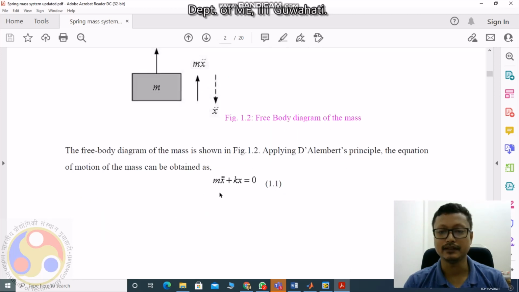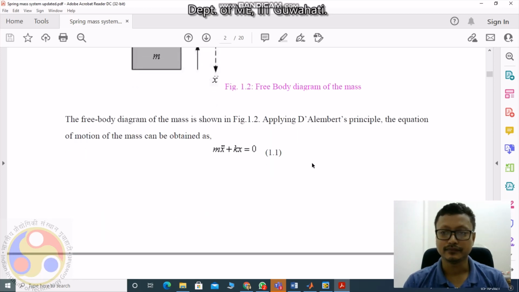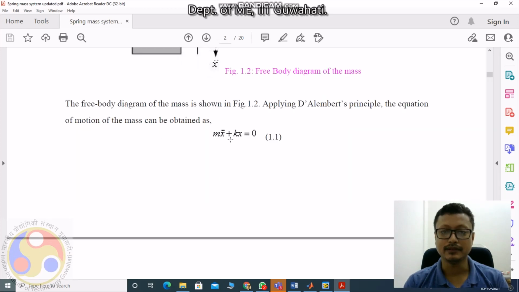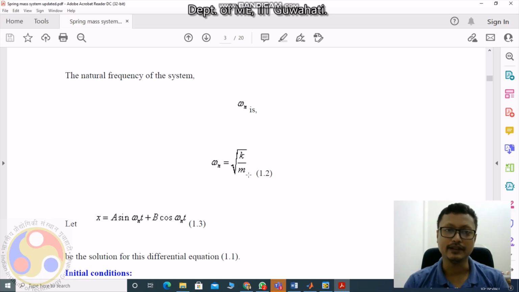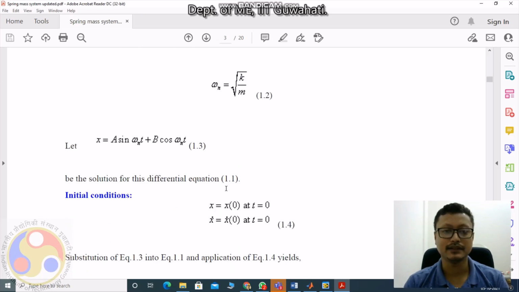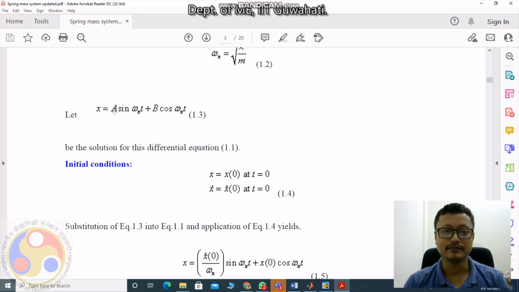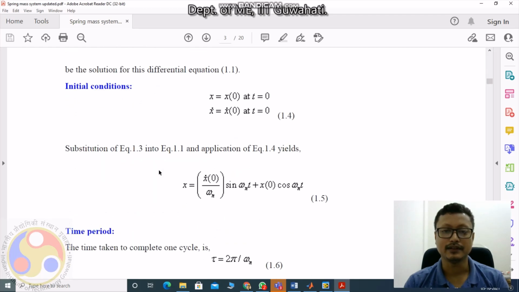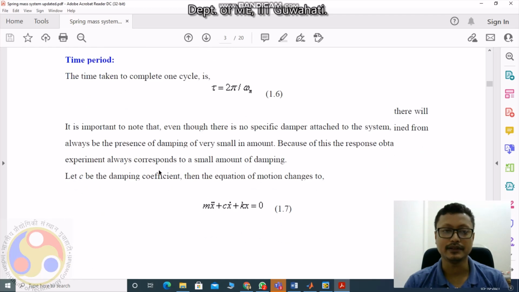From that you can get this equation: M x double dot plus K x equals 0. Then you get the natural frequency omega n equals root over K by M, where K is stiffness and M is mass. The solution for x is A sin omega n t plus B cos omega n t. So this is the theoretical part, and you need to read it.